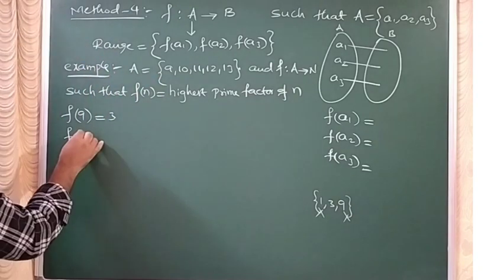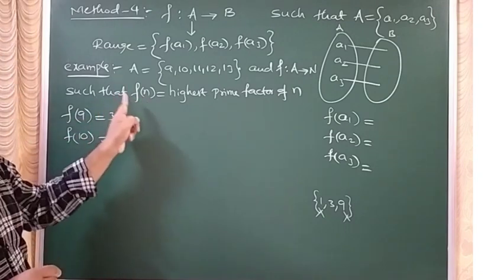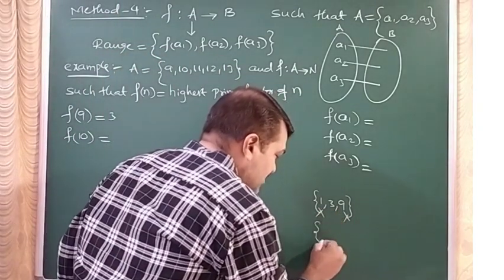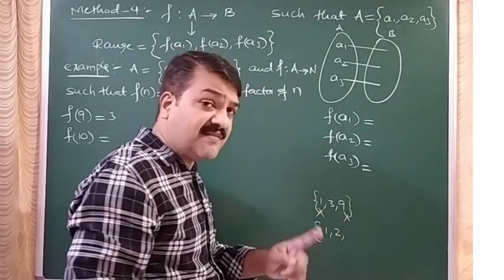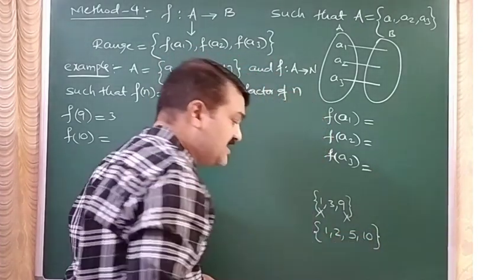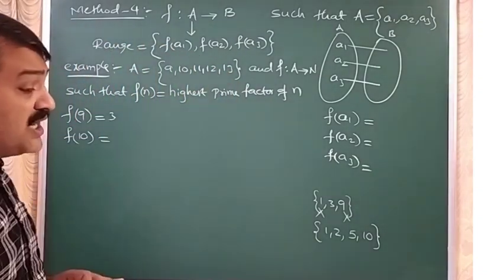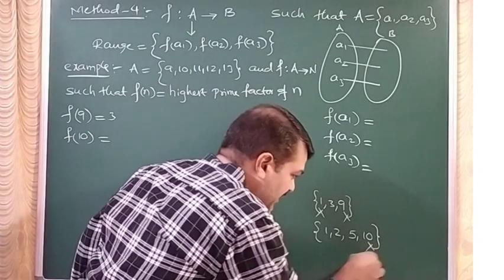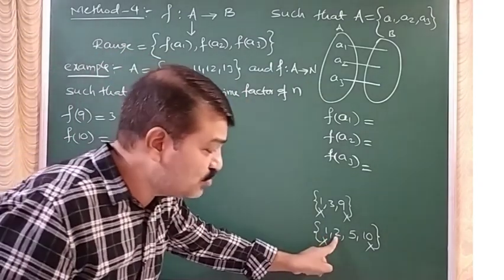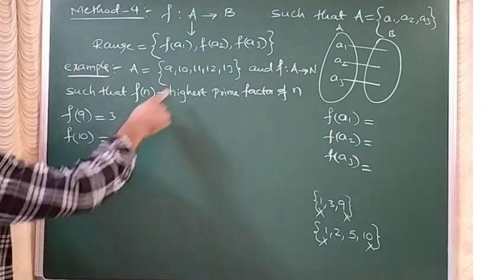Now image of 10. Image of 10 means, use this rule, the highest prime factor of 10. What are the factors of 10? 1, 2, 5, 10. These are the factors of 10. We want the highest prime factor. Remove non-prime numbers. 1 is not a prime number, 10 is not a prime number. We have 2 prime factors, 2 and 5. Highest means 5. Image of 10 is over.